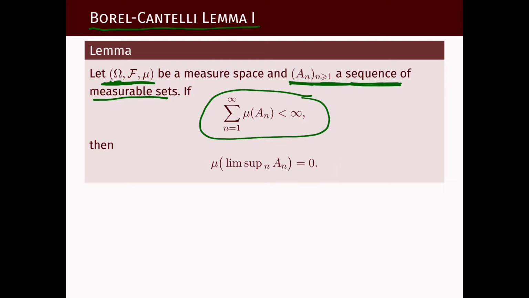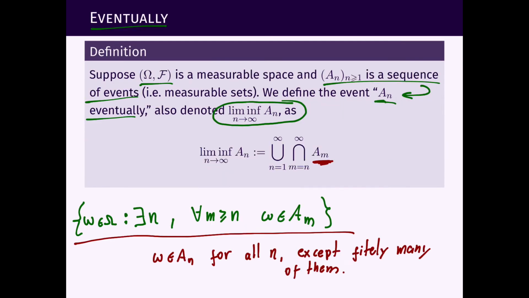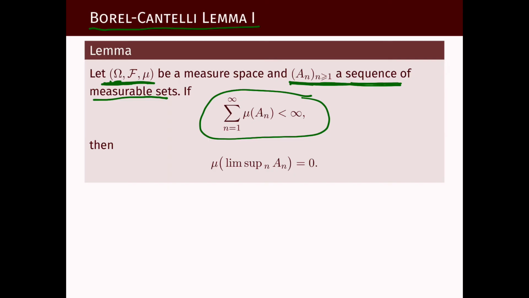which means almost surely we don't see A_n occurring infinitely often. And if we go back to the previous video lecture, this is exactly what we wanted. We wanted to show that the probability of some event occurring infinitely often is zero. So we can see there's a good potential for this lemma to be extremely useful in practice.